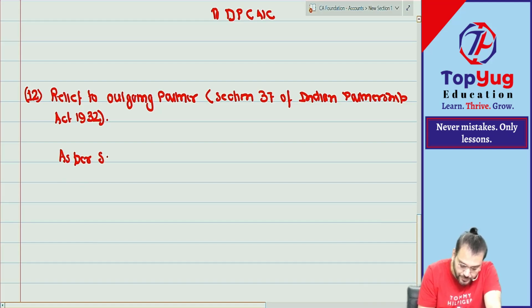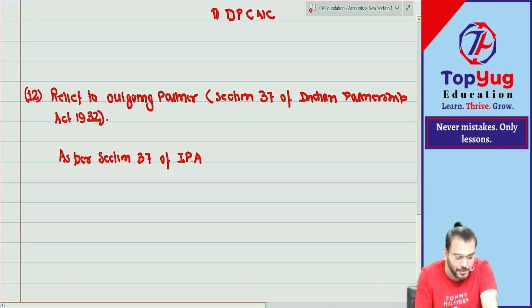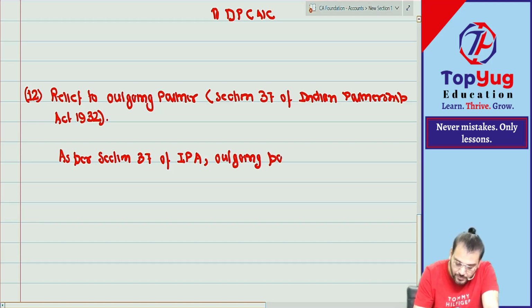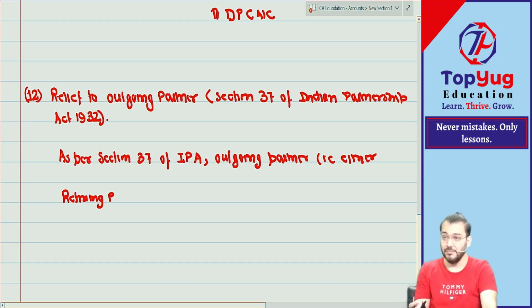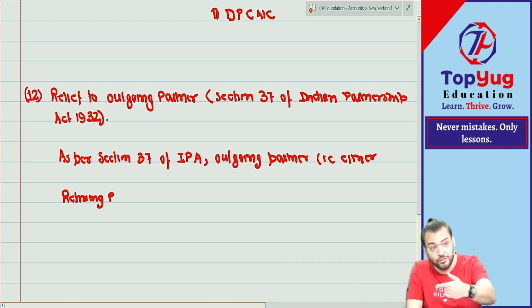As per section 37 of the Indian Partnership Act, IPA. Don't write IPA in the exam, they will say go to PA. Correct. Outgoing partner, that is either retiring partner. This point is also applicable in the exam. Suppose they ask for retiring partner, then also you are supposed to do it.